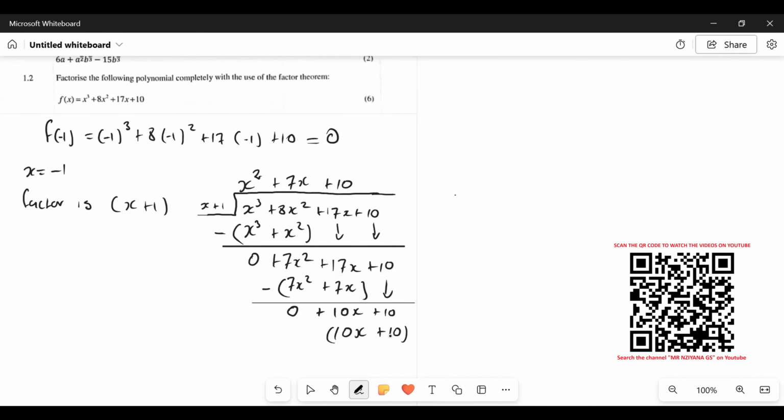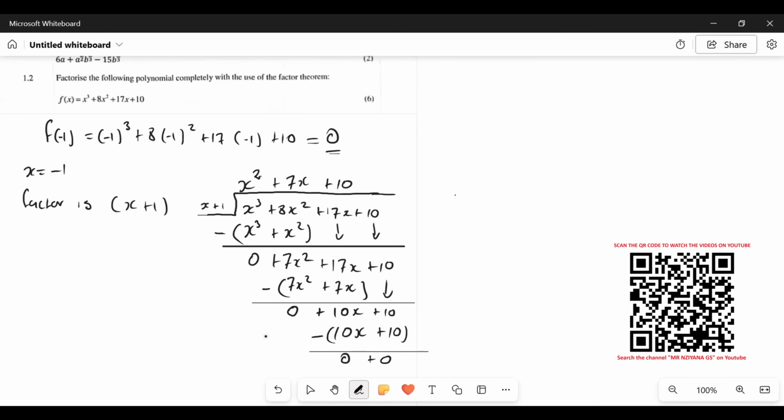And these ones here, you multiply them with negative there. So if you multiply them with negative, this 10x here is going to be negative 10x there. So this is going to give us 0. And then again, this 10 is going to be negative because we multiply by that negative. That's going to be negative 10 plus 10. That is going to give us 0. So this shows that our factor is correct. x plus 1 is the factor because the remainder is 0, as you've seen here.